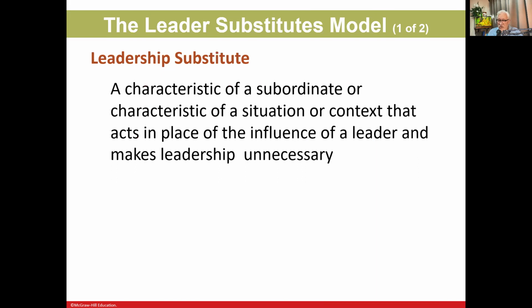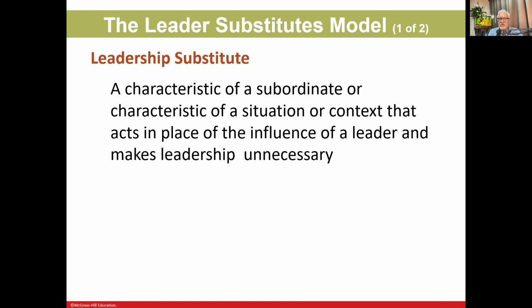Very, very close relationship you can see with the Hersey and Blanchard theory. Maybe it's not necessary to actually lead. It's a little bit like the fourth quadrant of the Hersey and Blanchard model.